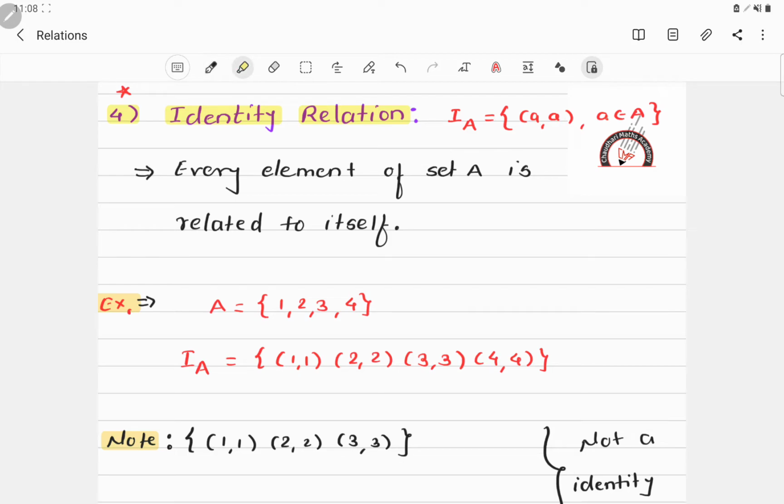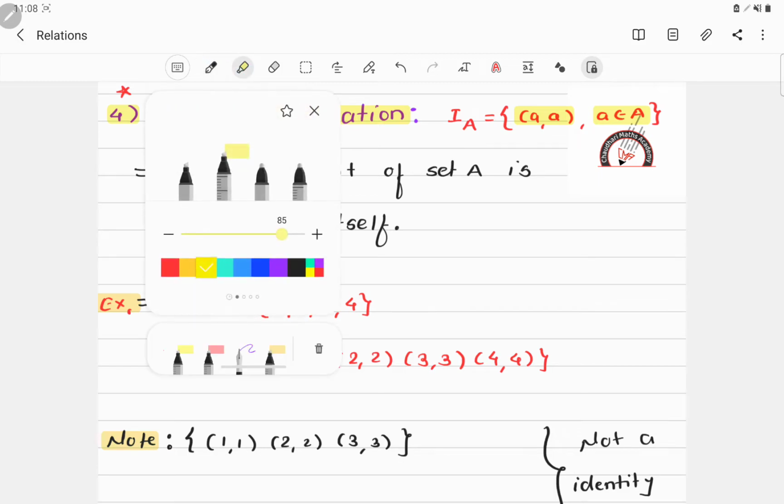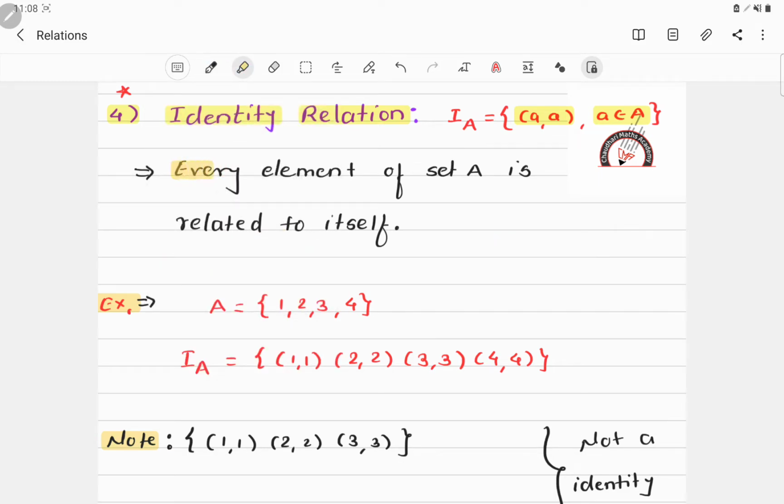If all the elements under the given set A satisfy this kind of ordered pair, it is nothing but every element of set A being related to itself. So this kind of ordered pairs you will observe. Please note down here. If I say this is the set A with the elements 1, 2, 3, 4.